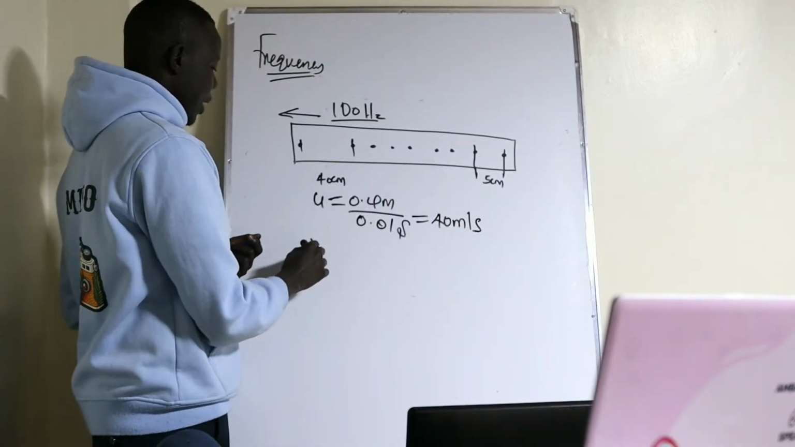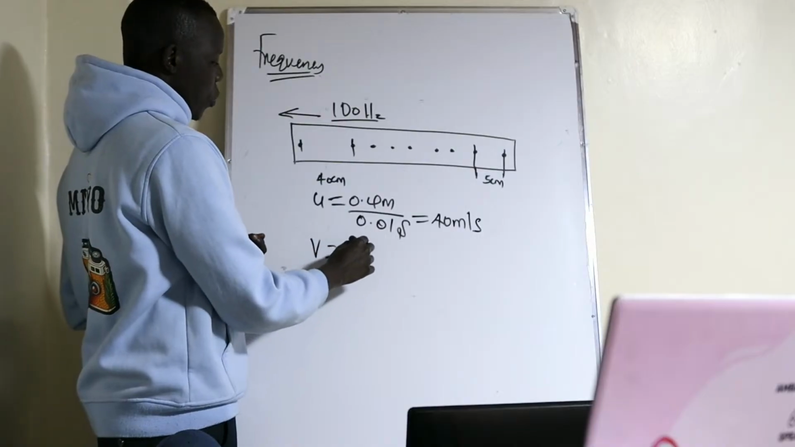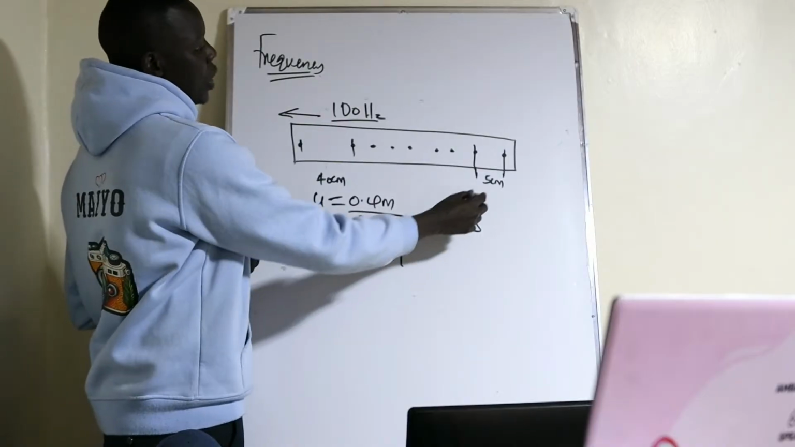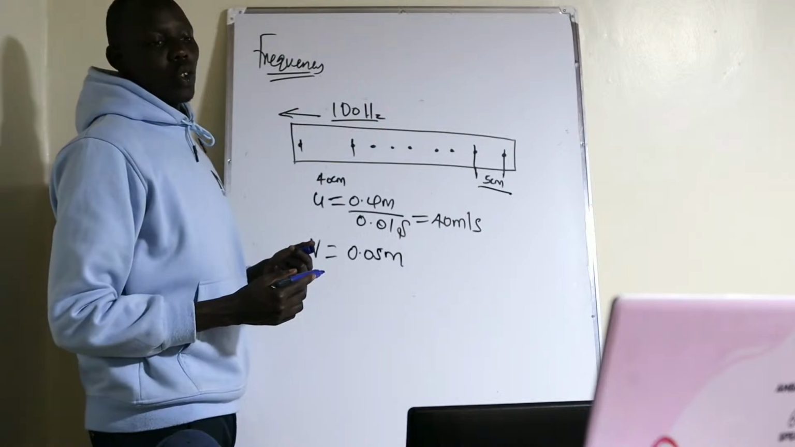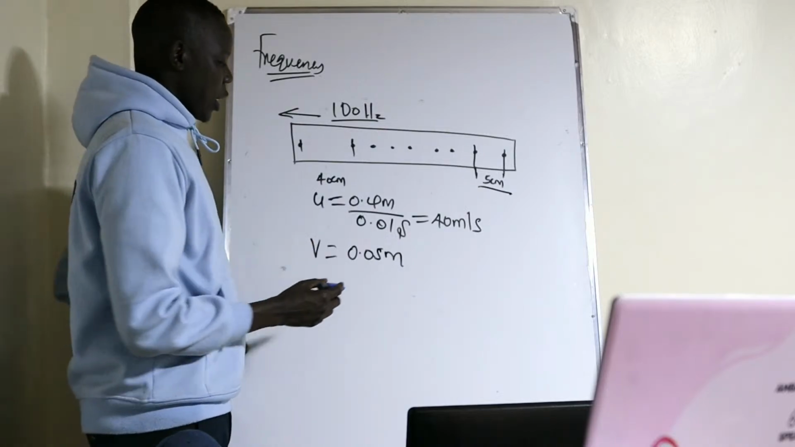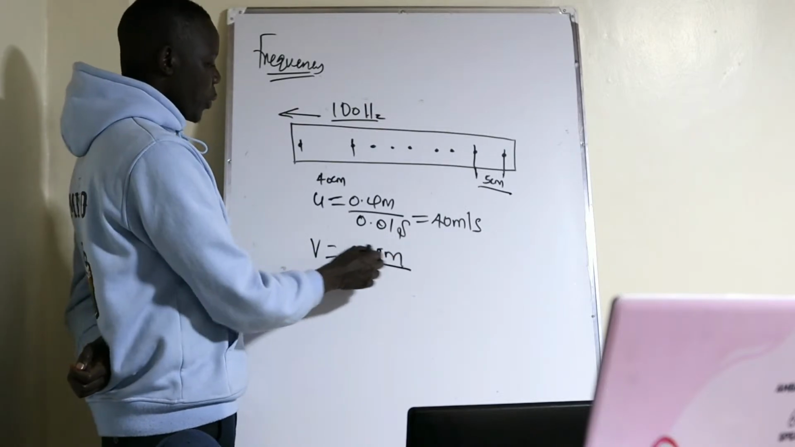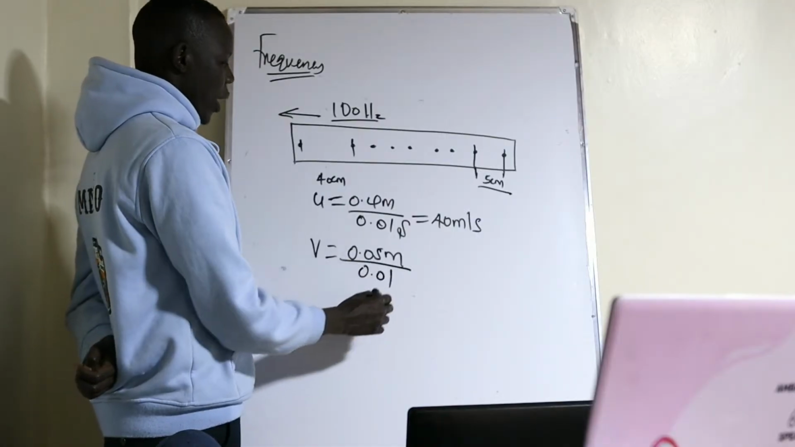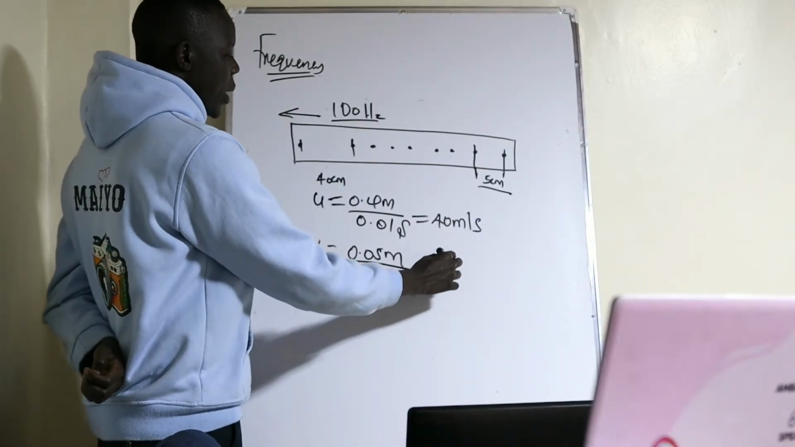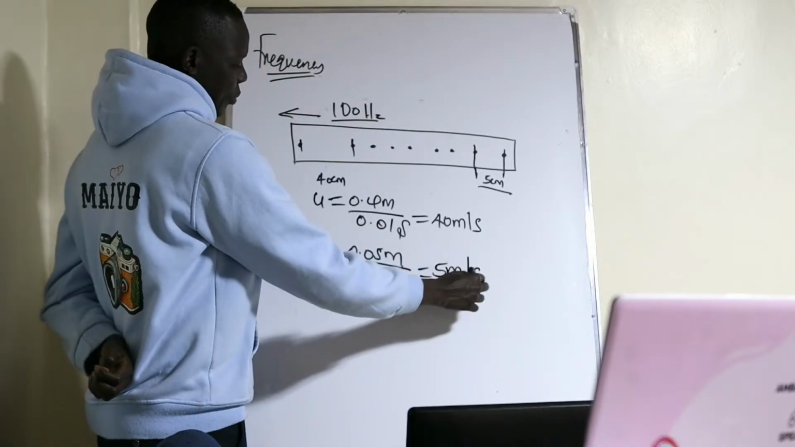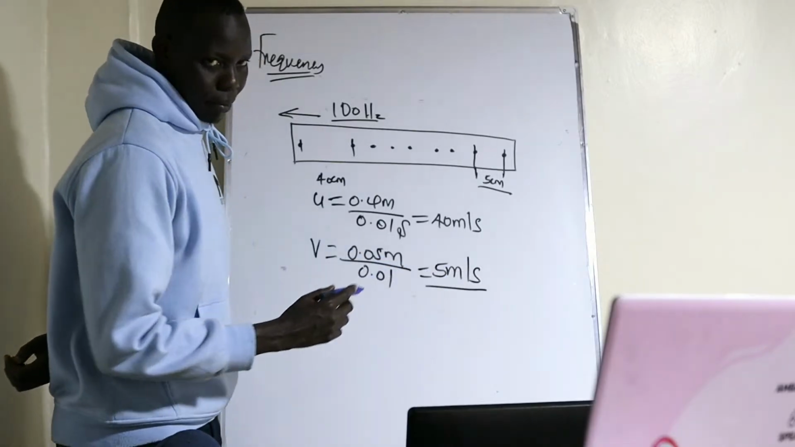Now the final velocity on that side is going to be 0.05 meters. Are you seeing? In the 5 centimeters. So convert it and make it meters. It becomes 0.05 meters. Then you divide the time, which is 0.01. You get what? 5 meters per second. So this is the final velocity.